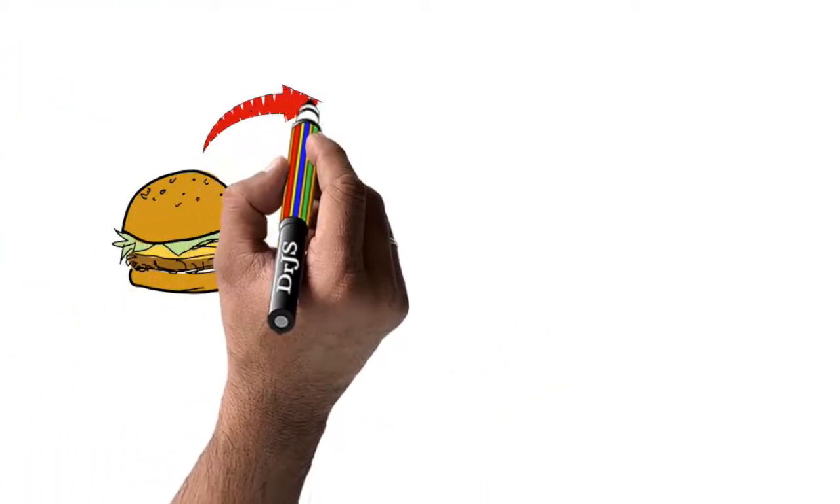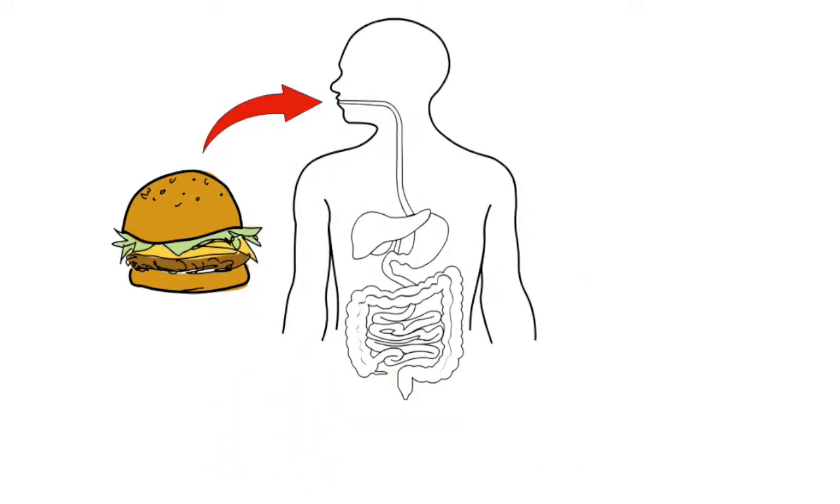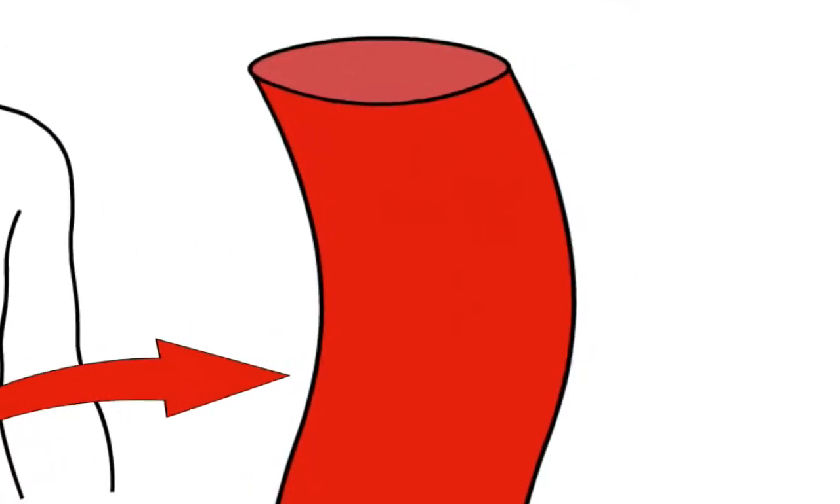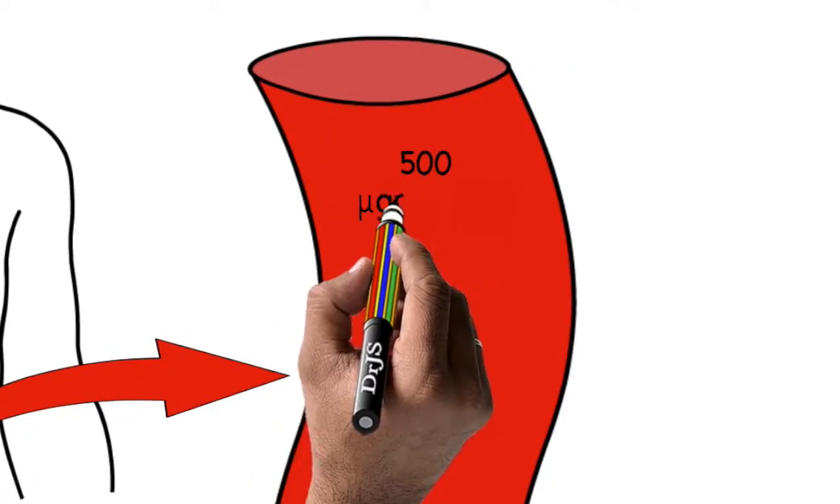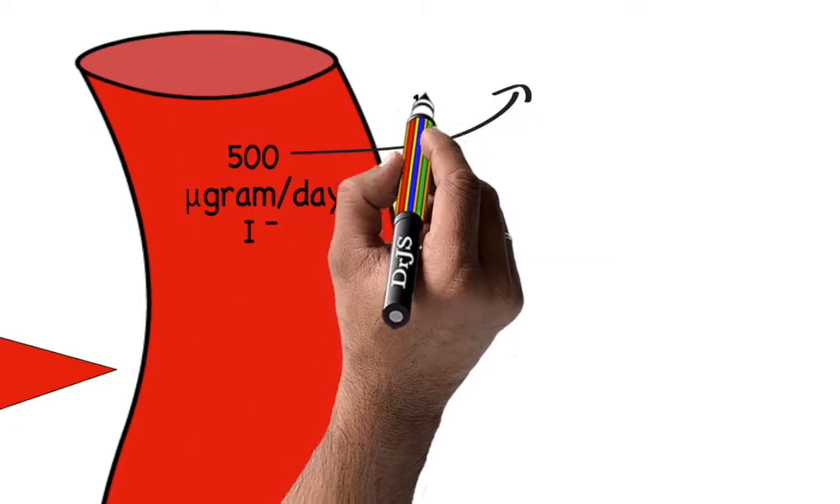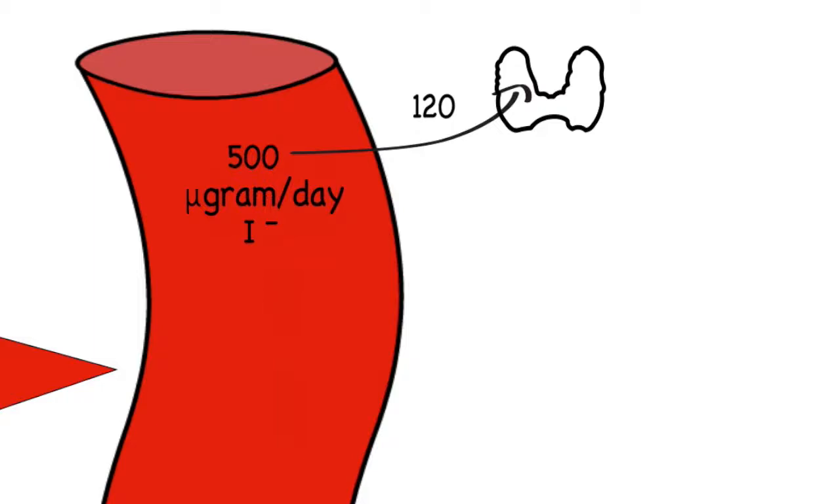Iodine is an essential raw material for thyroid hormone synthesis. Iodides present in the food is ingested orally. From there it is absorbed from the gastrointestinal tract into the blood. Supplementation of table salt means that the average dietary intake is approximately 500 micrograms per day. About 120 micrograms per day enter the thyroid at normal rates of thyroid hormone synthesis and secretion.